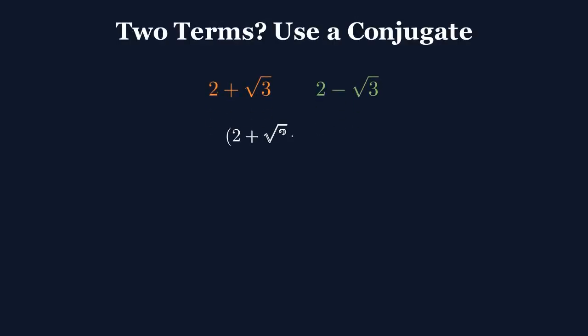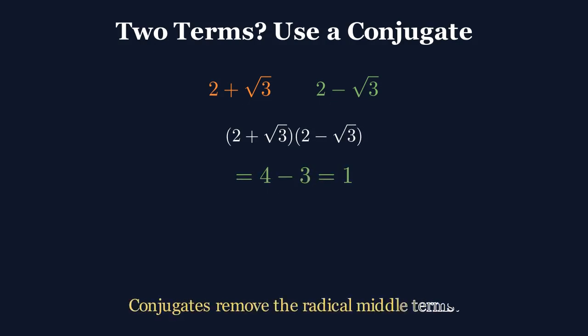If the denominator has 2 terms, use a conjugate. The conjugate of 2 plus square root 3 is 2 minus square root 3. Multiply top and bottom by that conjugate. The denominator becomes 4 minus 3, which is 1. That is the magic of conjugates. They remove the radical from the denominator.